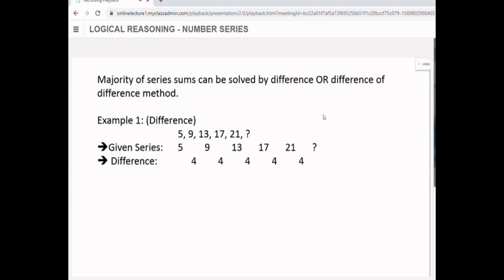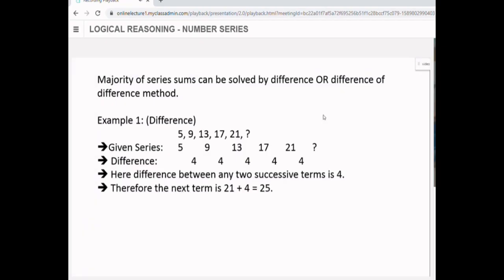And therefore, we get the next number. Here the difference between any two successive terms is 4. Our last number is 21 and then question mark. So 21 plus the difference, 4, is 25. And you got that answer, 25. Now, when this is to be done, if you can't find the answer easily, you came to know there is 4, 4, 4.